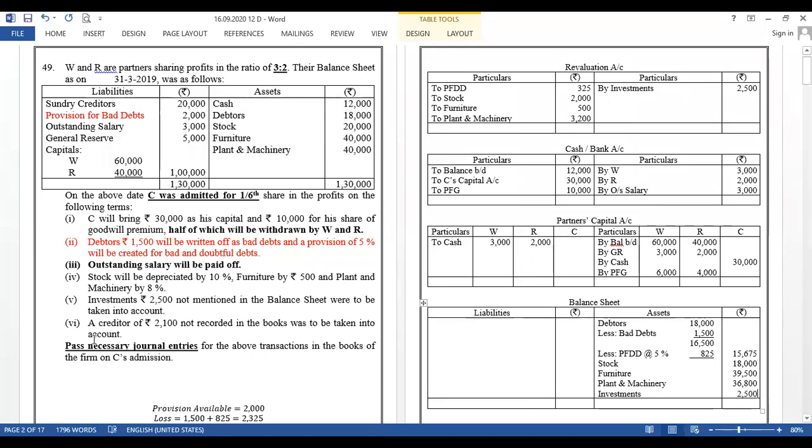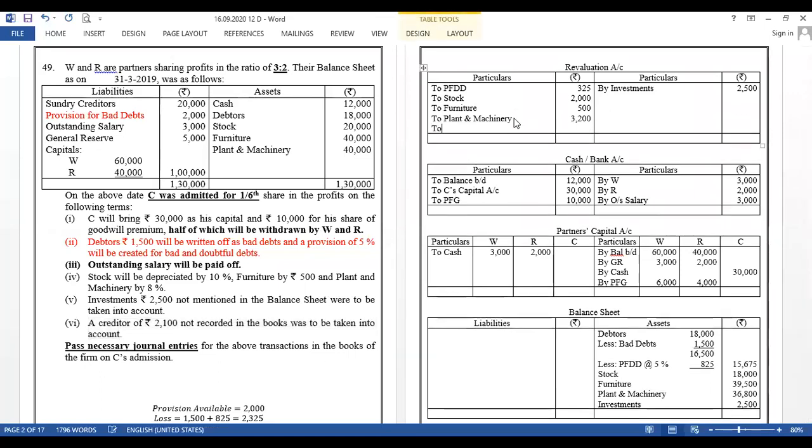Next, a creditor of rupees 2,100 not recorded in the books was to be taken into account. Now we need to consider it. Creditor is a liability. Liability increases. If a liability increases, it's a loss. And being a loss, we need to debit it to the revaluation account. So let us write there, to creditors. How much is the amount? 2,100. So creditors increase. Creditors in the balance sheet is 20,000, increased by 2,100. So this will be 22,100.